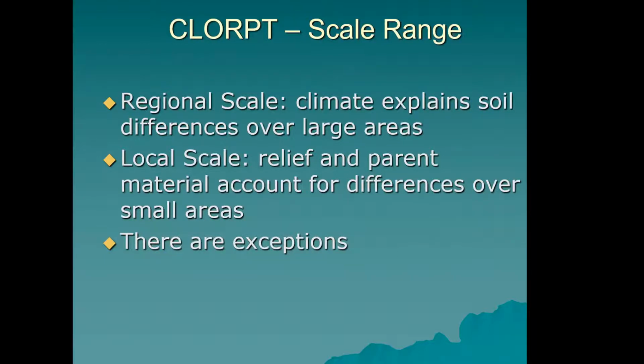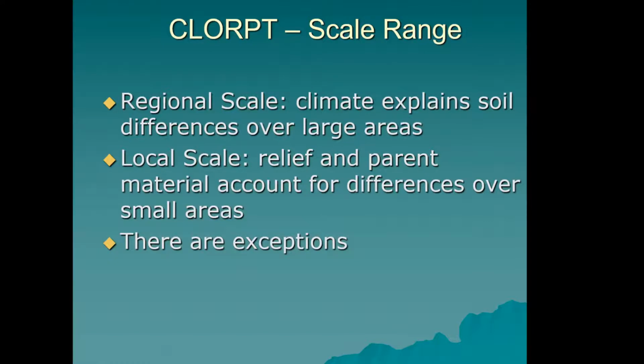When we're looking at CLORPT and the change in soil types, the variety, at the regional scale, meaning the big scale, why is our soil here different from our soil in California, different from our soil in Florida? Really, that's climate. Climate makes those big changes over big areas. So California and Florida have very different climates than us, and they have very different soils than we have as well, too. It's not the only thing making those changes in soil, but it's one of the big ones.